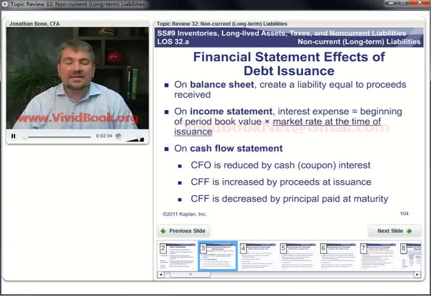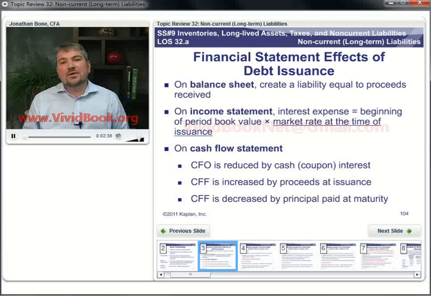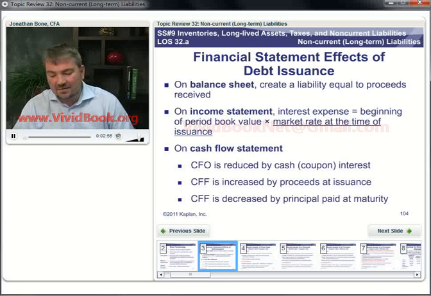Now what are we going to see in our cash flow statement? In our cash flow statement, of course, we're going to see the coupons that we pay out. So each period our CFO is going to be reduced by the coupon that we pay. Now of course CFF initially is increased by the proceeds we receive when we issue the bond, and then finally at the end of the bond's life CFF is going to be decreased as we pay out the principal, i.e. the par value of the bond.